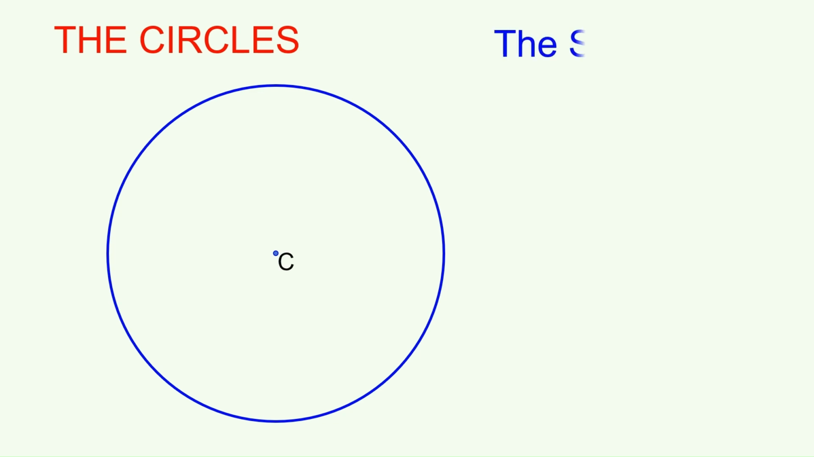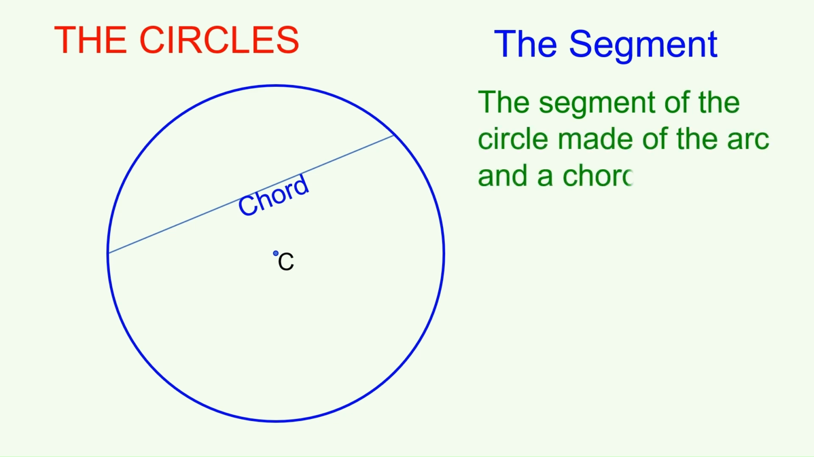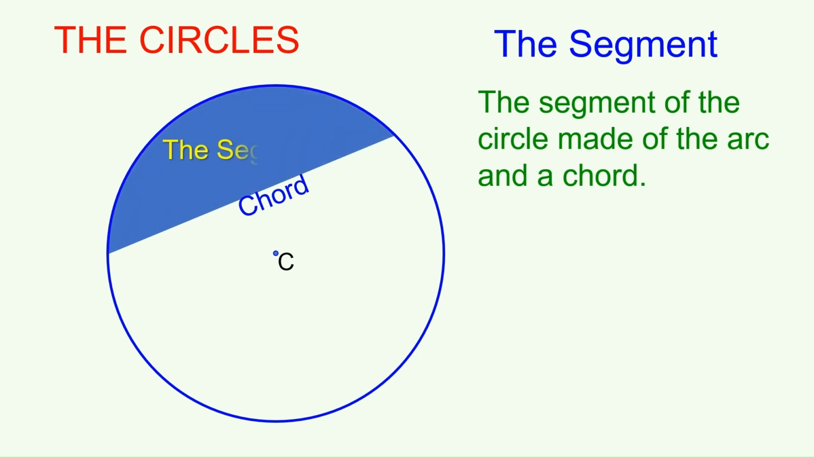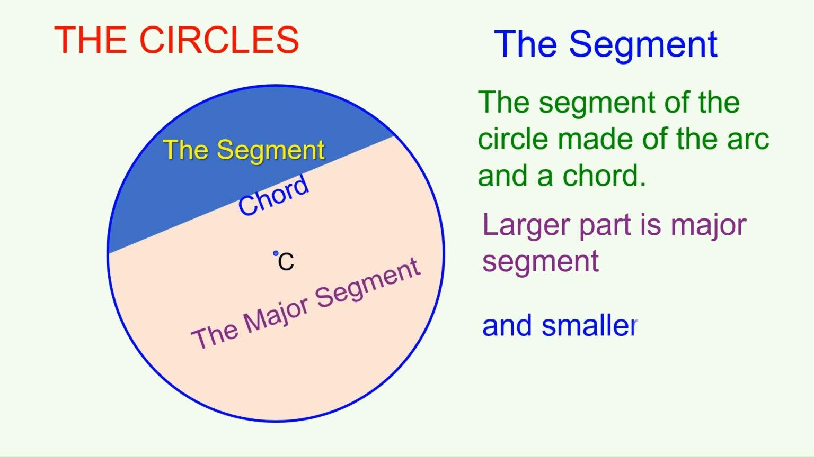The circles. The segment. The segment of the circle is made of the arc and a chord. Larger part is major segment, and smaller part is a minor segment.